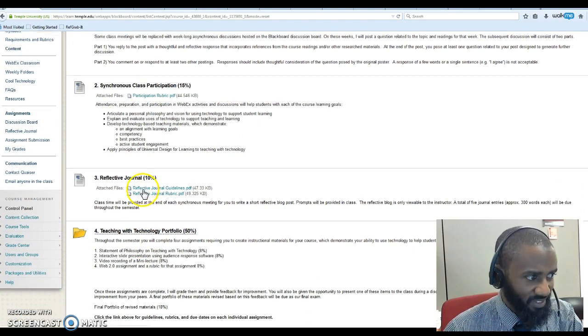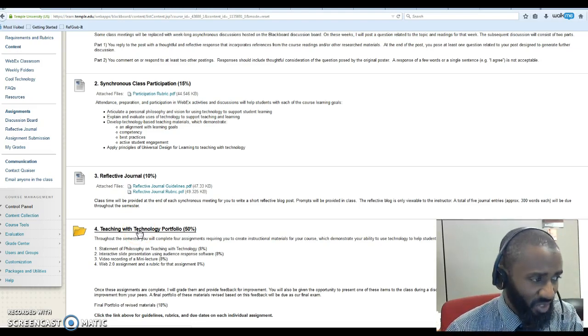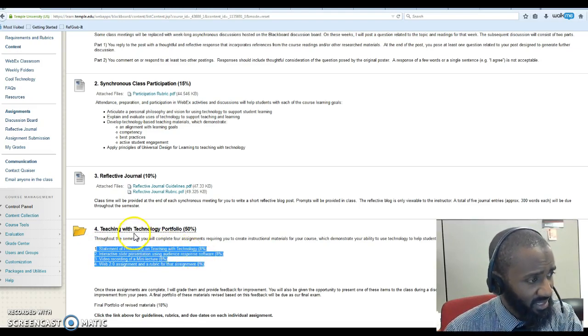Rubrics for your reflective journal. And then your Teaching with Technology portfolio. This is the biggest project you'll be working on for the semester. This is a breakup of how the percentage scheme is allocated.